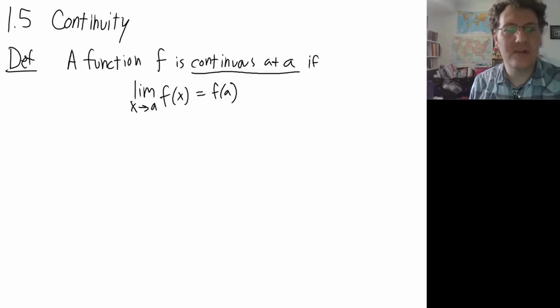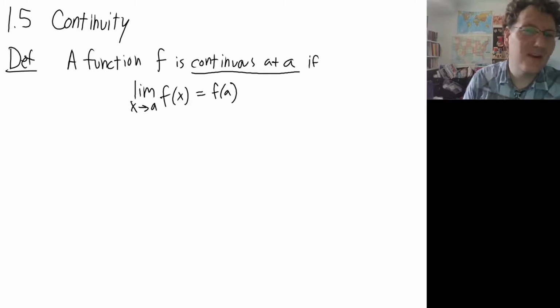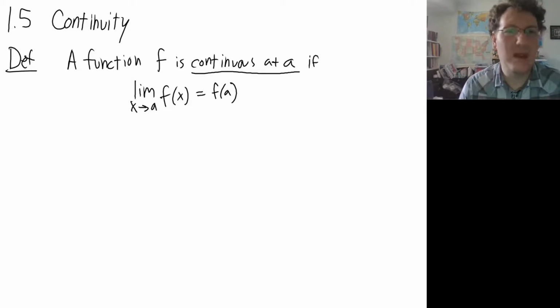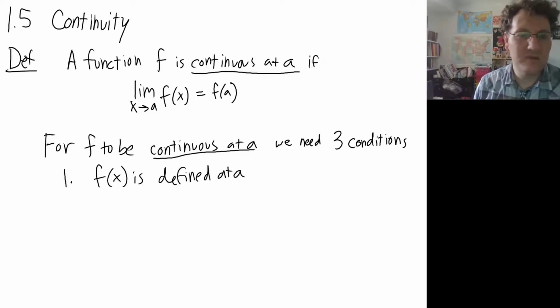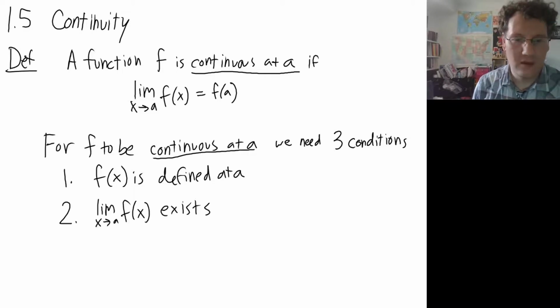And now in non-technical terms, that means as long as the function doesn't have a break at a, then it's continuous at a. So for a function to be continuous at a, we need three conditions to hold. First, the function has to be defined at a, so a has to be in the domain of the function. If a is not in the domain of the function, then f is not continuous at that value, period. You don't have to check anything else. So the function has to be defined at a.